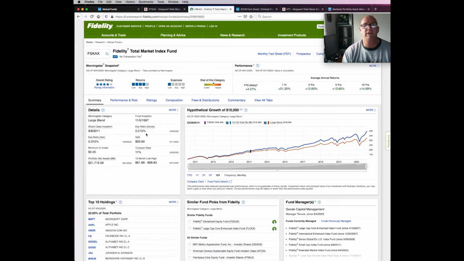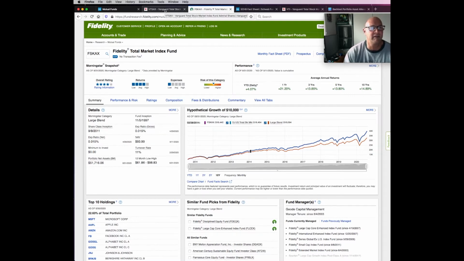Now, Fidelity does not have their own ETF version of this fund. What they use is iShares, and they have a couple of ETFs that will work for you if you need that. But they don't have their own actual Fidelity Total Stock Market ETF. All right, let's go to Vanguard.